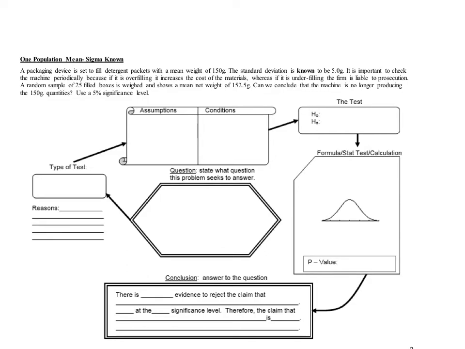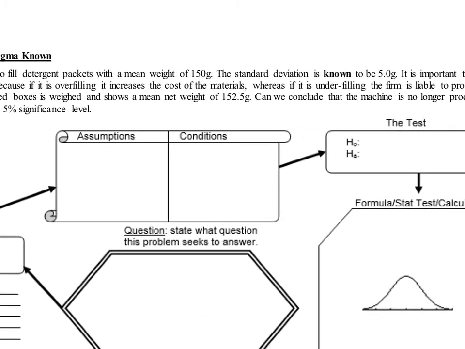All right, so the condition: simple random sample. Standard deviation is known. Can we just say it equals 5? You could. You're not wrong if you do. But by identifying it as a condition, you're stating that it's been verified. Okay, so you're in good shape there.